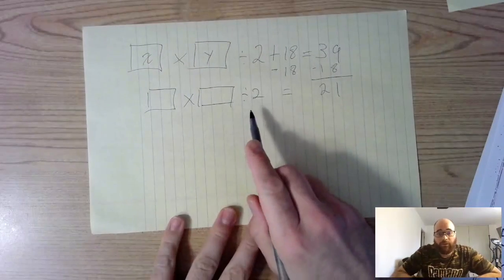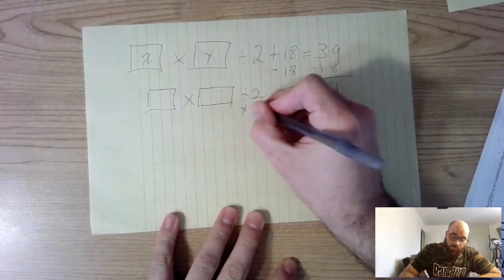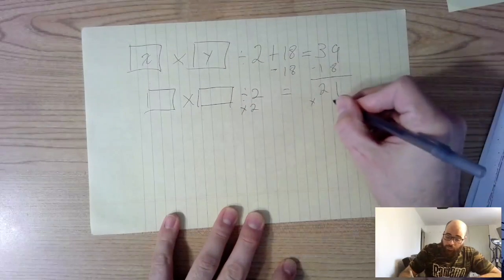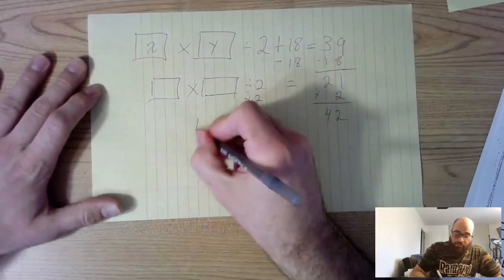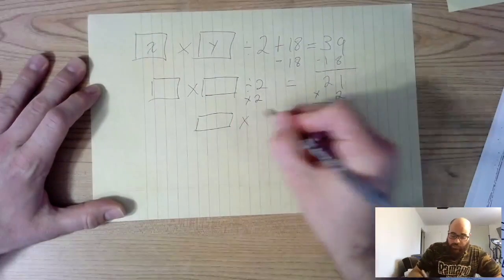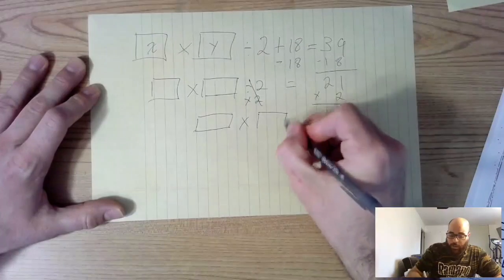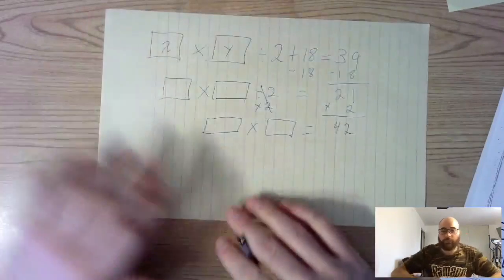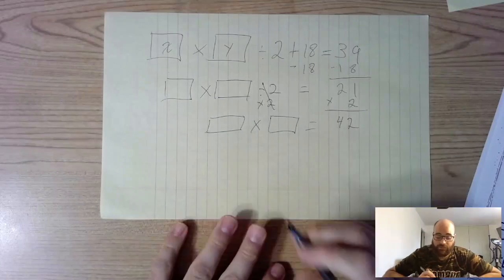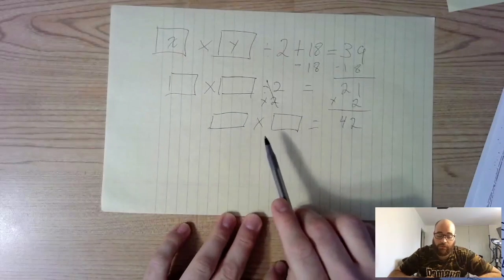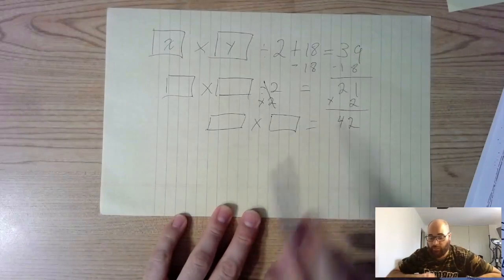Again, if I use inverse operations, I can multiply by 2. I can multiply by 2. This, of course, is 42. And now I have box times, because that crosses out, times box equals 42. Now you would need to check in that part of your brain where you store your math facts and ask yourself, what two single-digit numbers can be multiplied to make 42?